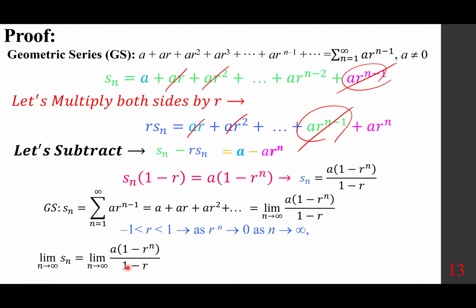You can take a over 1 minus r out, and then the limit of 1 minus r to the power of n as n goes to infinity is 1, since r to the power of n is 0, and ultimately you get a over 1 minus r. So we proved that, and it's very straightforward, everybody.